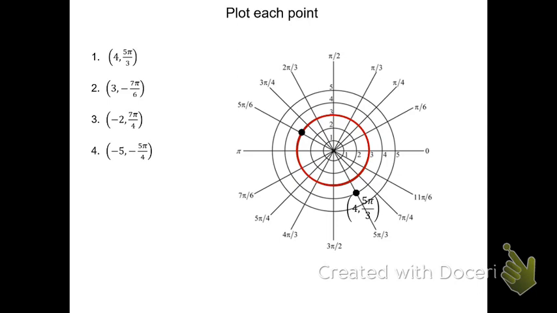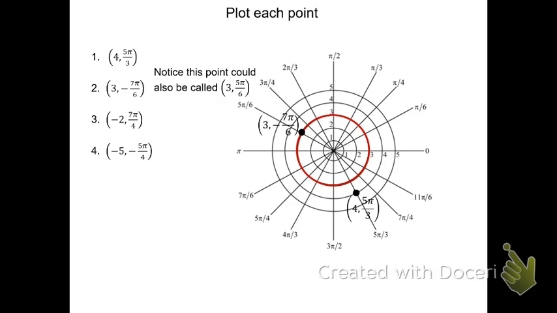Now, there are other ways to name this. We could have named it, instead of 3, negative 7 pi over 6, with a positive angle of revolution, in which case this would be at 5 pi over 6, so another name for this would be 3, 5 pi over 6. Again, there are multiple names for that same point.